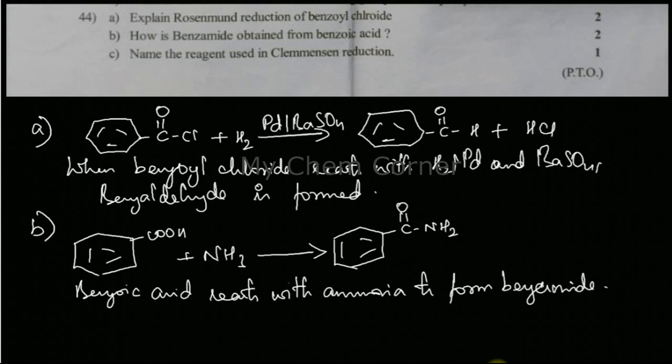Alright, now question number C, name the reagent used in Clemmensen's reduction. Here you should write zinc amalgam in concentrated HCl. That will give you 1 mark. Alright, now next question.